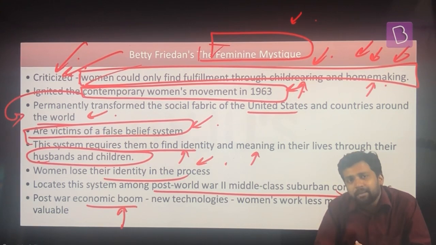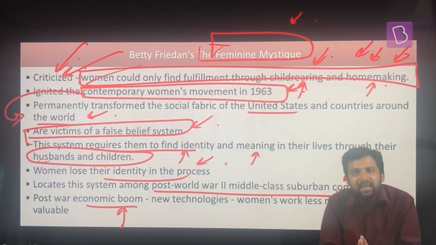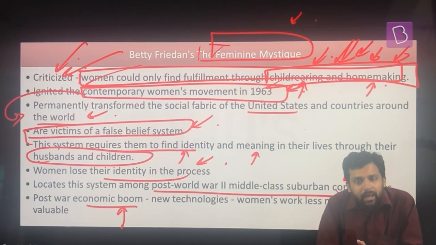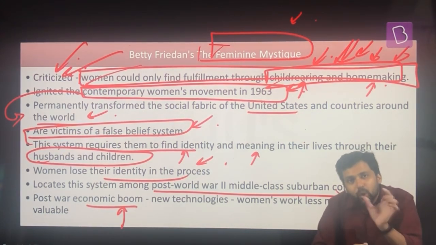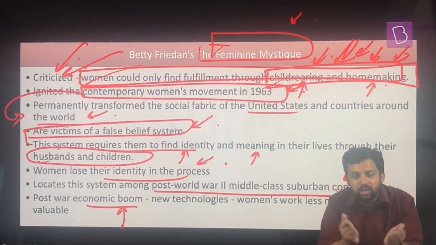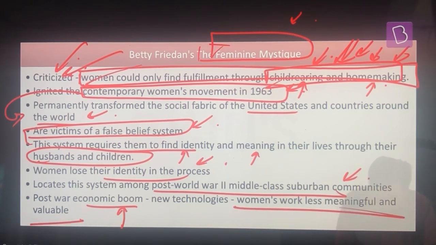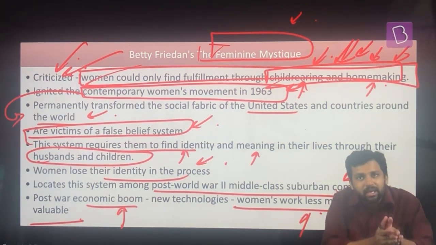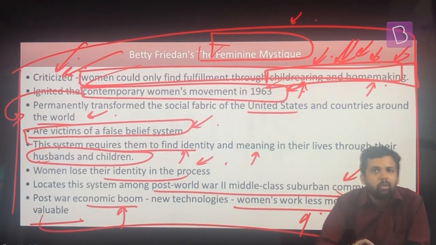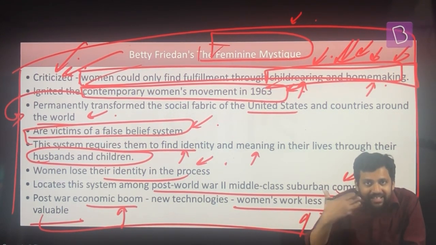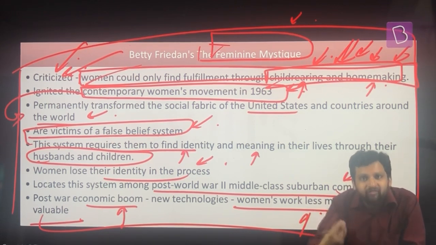But Betty Friedan feels that because of this new technology, women's role within the family is further decreasing, because previously these activities were given some recognition, and since these activities were recognized, the person who was carrying them out was also given some recognition. But now, since these activities are being carried out by technology, her own identity gets minimized, gets reduced. So women's work is losing its meaning. It is becoming even less valuable with the emergence of new technology. So this is what Betty Friedan talks about in The Feminine Mystique. She criticizes the notion that women can find fulfillment only through child rearing and homemaking activities.